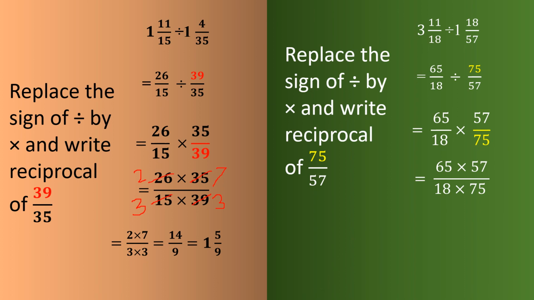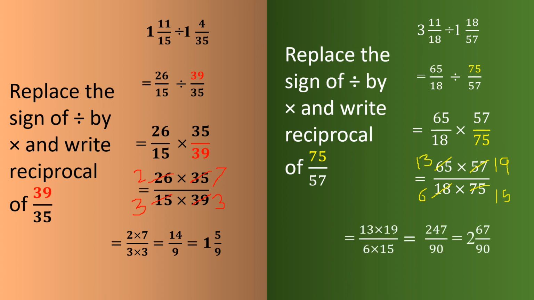And how will we simplify? Very easy. The common factor of 65 and 75 is 5. So 5 ones are 5, 5 threes are 15. And here 5 ones are 5, 5 fives are 25. Try to do it orally. And the common factor of 18 and 57 is 3. 3 6s are 18. And here 3 ones are 3 and 3 nines are 27. So what do we get now?